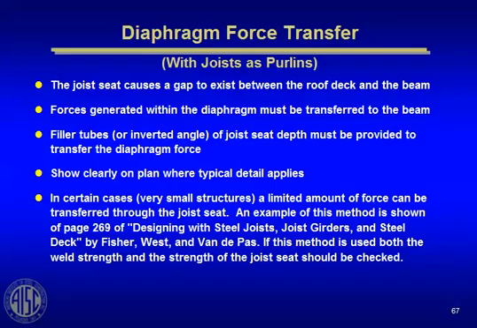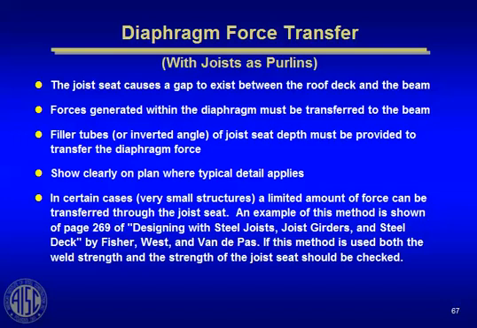Now, special conditions occur when you have joists or purlins. In the case of a joist, the joist seat unfortunately creates a gap, right, from the concrete slab up here and the steel beam that's down here, 2.5 inches or 5 inches, depending on what kind of a joist you got.